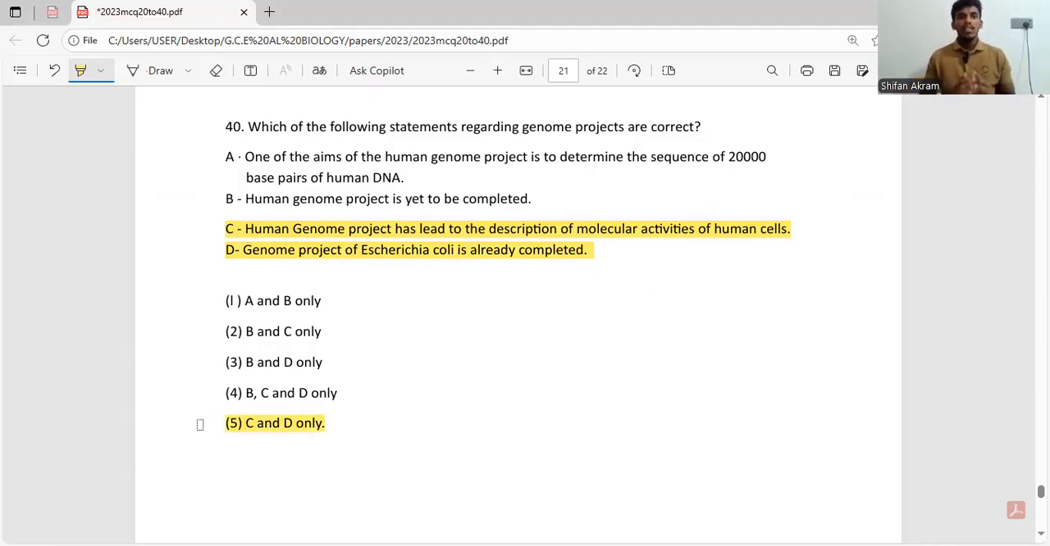Okay. Now that we have completed the first 40 questions of the MCQ paper, in our next video we will be going through the last 10 questions in detail from the G.C.E. level 2023 paper.